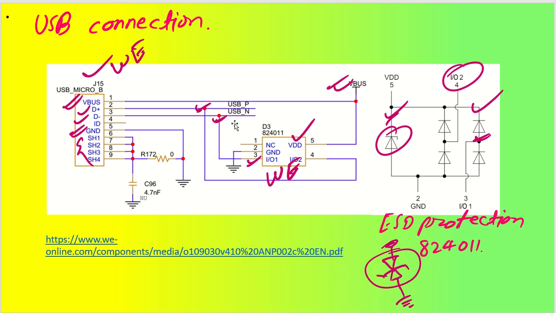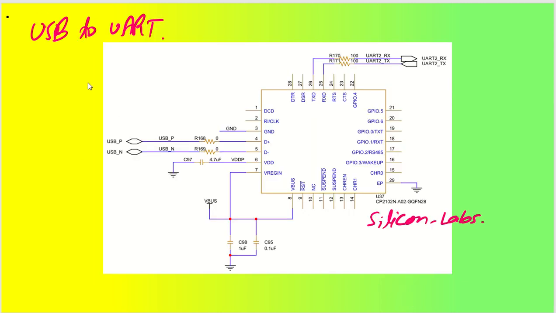Okay, so now USB P and USB N is going to get connected to my USB to UART bridge. This is a USB to UART bridge I have utilized from Silicon Labs, and what it is doing is it is going to take up the UART signal to these TXD and RXD lines.